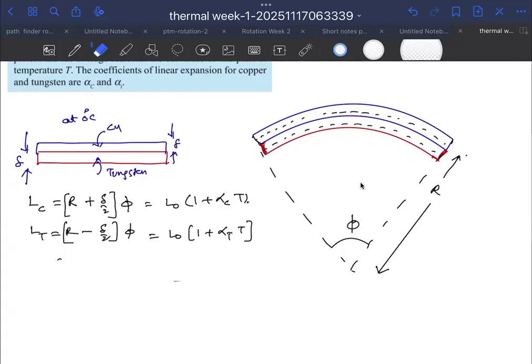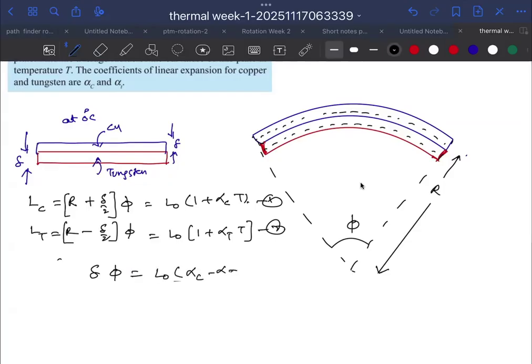So, one minute. What if I take this as equation 1? I'll do a small magic. Cheating. Delta phi is L naught times. Can you please help me? What is the perfect replacement for L naught?